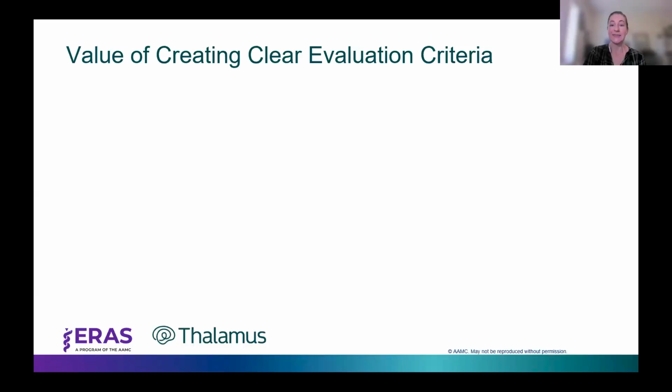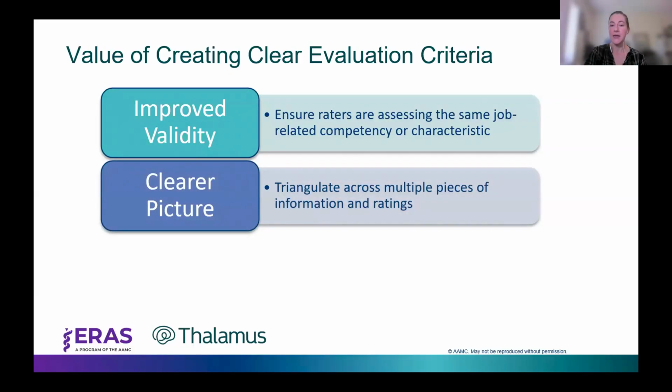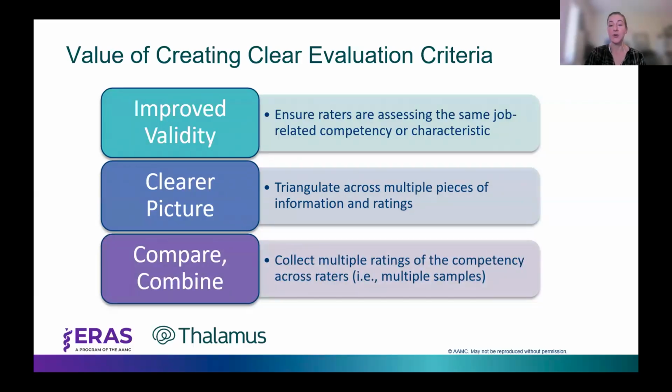Establishing clear evaluation criteria is a key step because it helps improve the effectiveness and efficiency of the whole selection process so that you can more quickly identify those applicants who are more likely to succeed in your program. When your raters assess the same competency or characteristic, your evaluation gains validity. And when you look across the various ratings and pieces of information through the process of triangulation, you get a clear picture of the applicant's competency and readiness for residency. And when you collect consistent evaluation criteria, like ratings for a competency, across two or more raters, you're able to compare and then combine those ratings into summary scores.